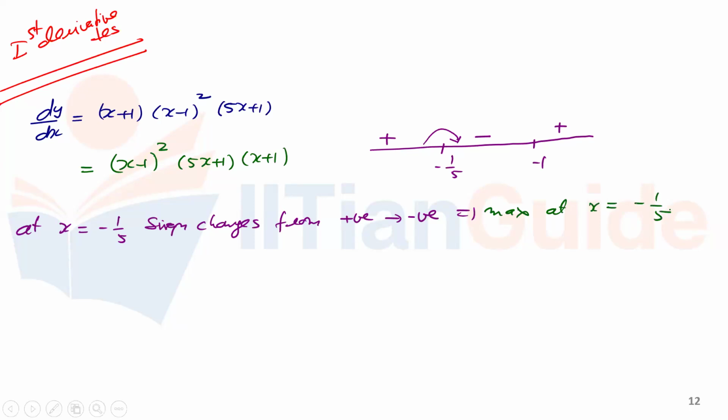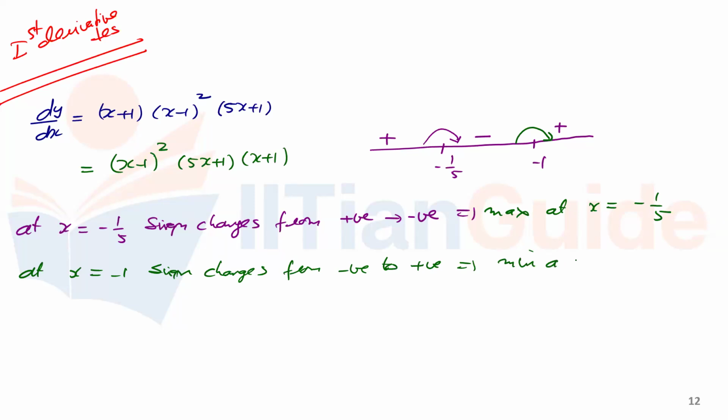This is clear, and the maximum value can also be found. And at the point -1, it is changing from negative to positive. At x is equal to -1, the sign changes from negative to positive. That means minimum at x is equal to -1.